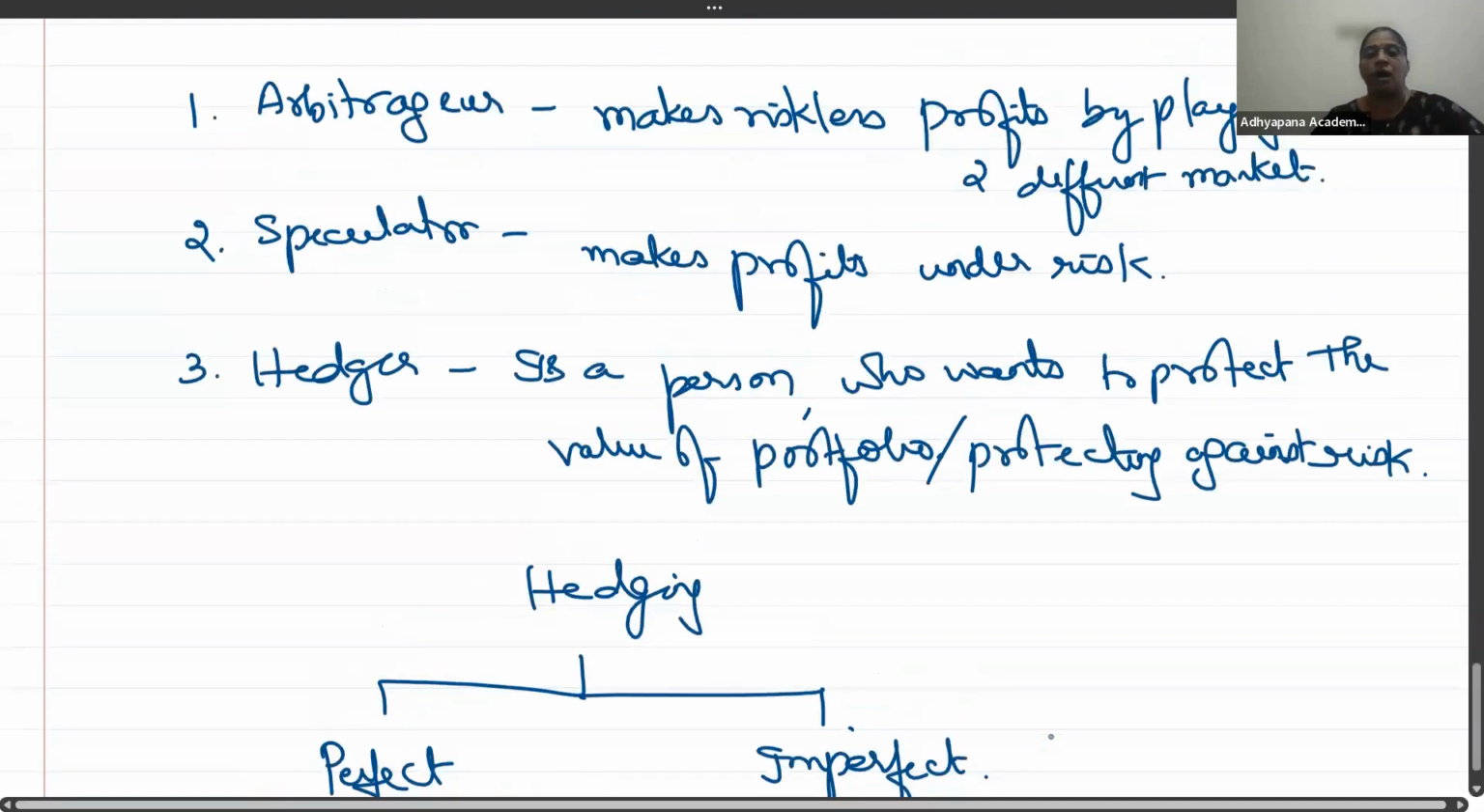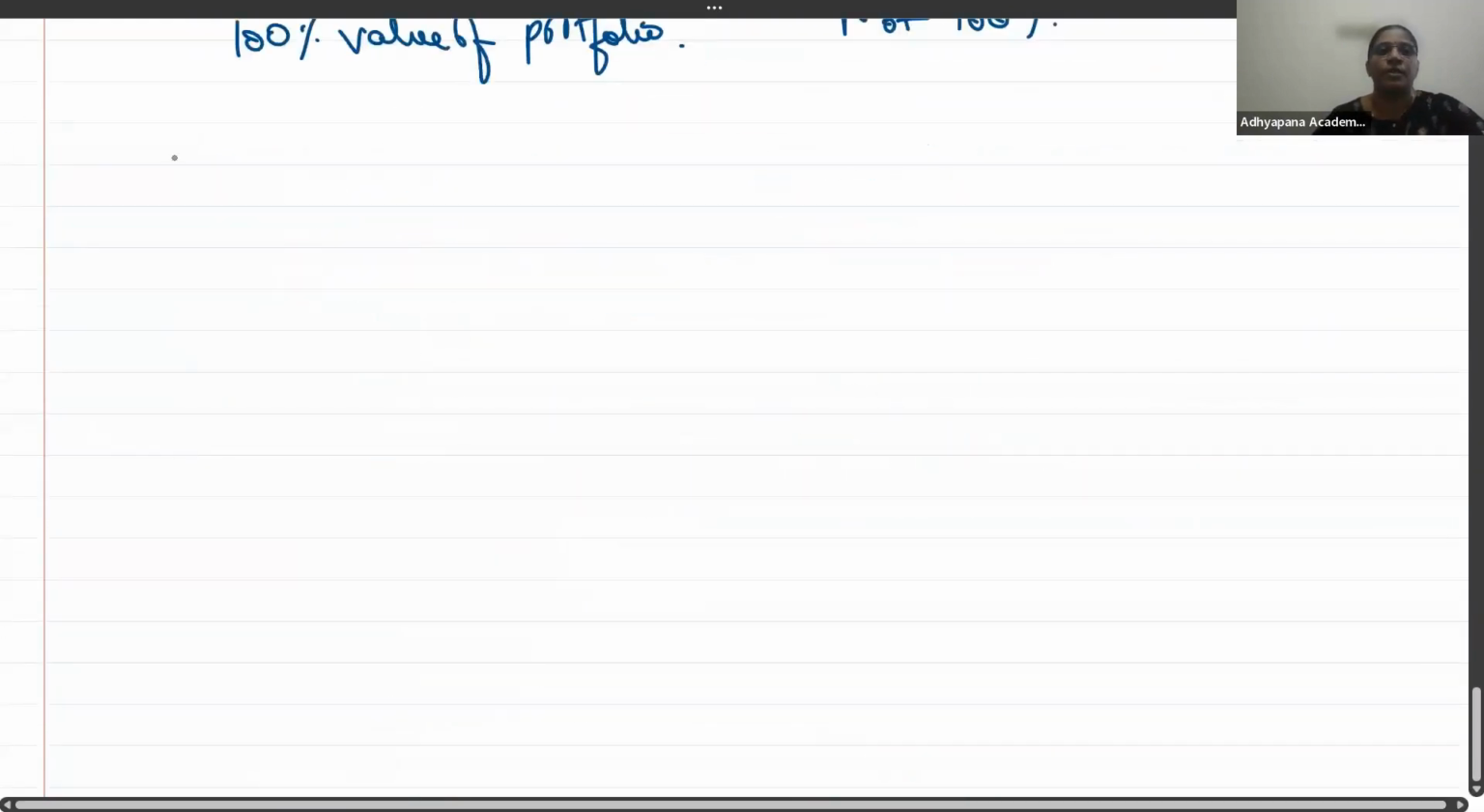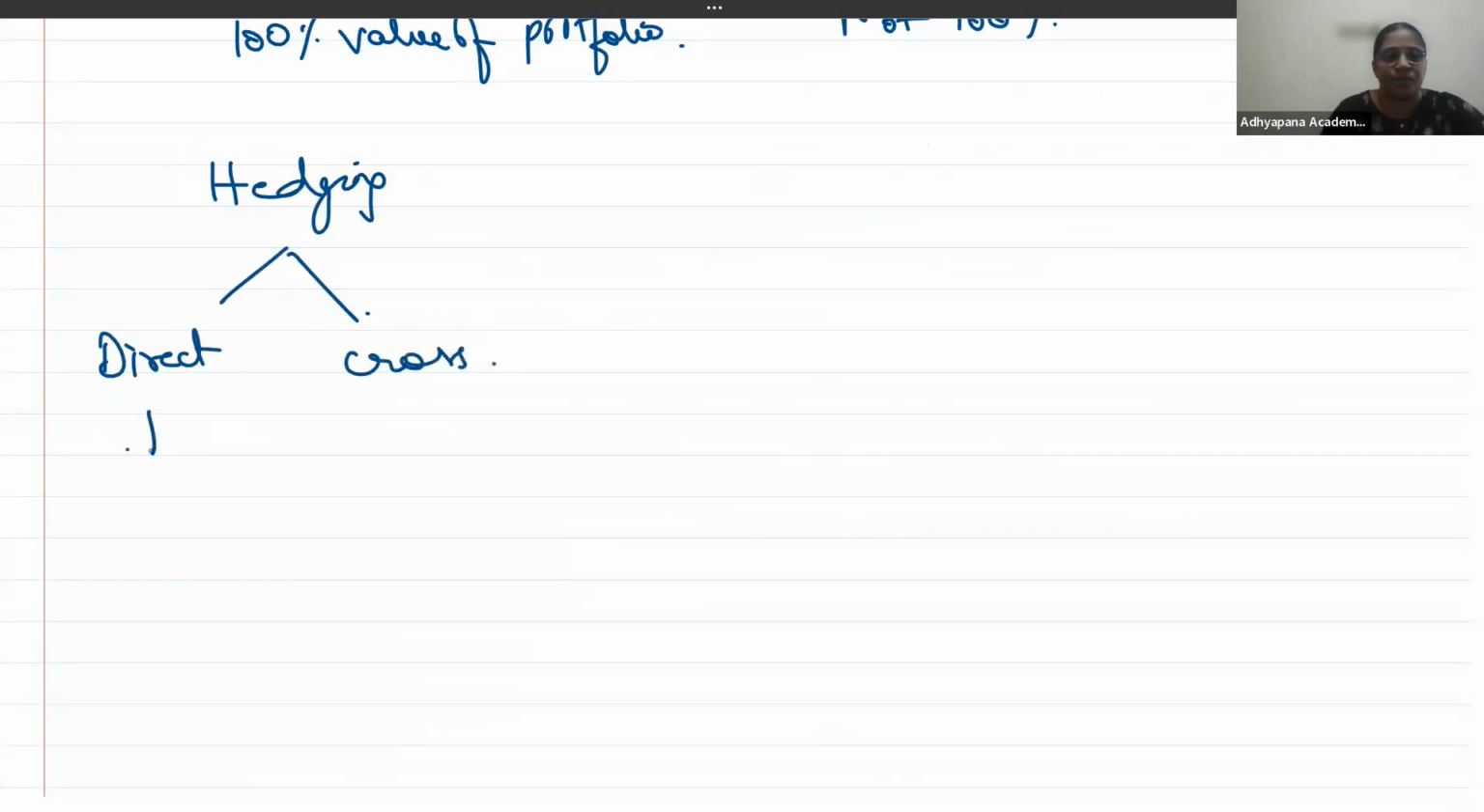Okay. Then, how do you hedge your portfolio? Hedging can be either a direct hedge or a cross hedge. Direct hedge means the particular stock is available in the futures market. You have sums in all these concepts.